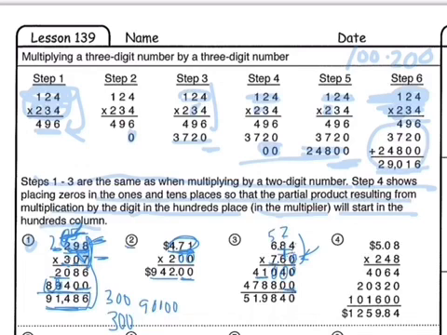2 placeholders because this number is 2 spots over. 4, and we're holding the place of the 100ths place and the 10ths place there by putting those 2 zeros in. 4 times 7 is 28. Carry, it's the same carry there, 2. 8 times 7 is 56 plus 2 is 58. Same carry there. Look at that. Another 5. Okay, 6 times 7 is 42 plus 5 is 47.